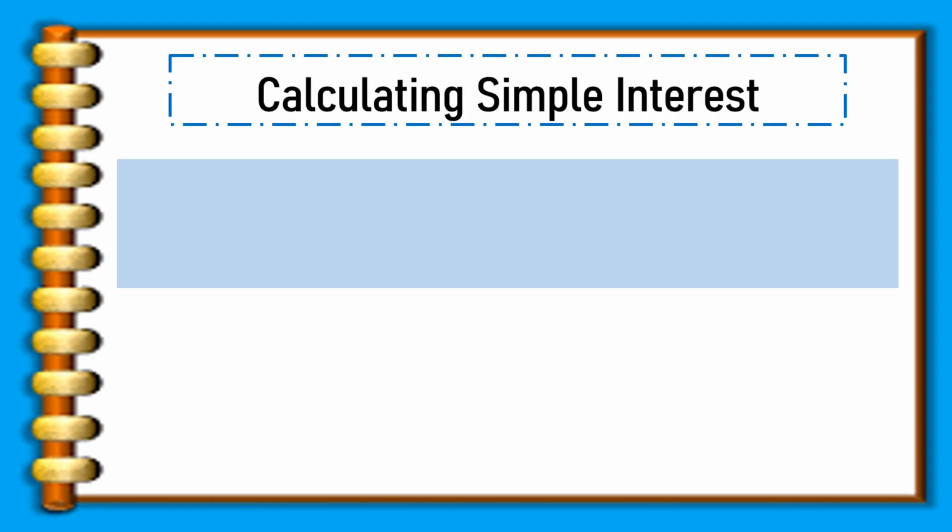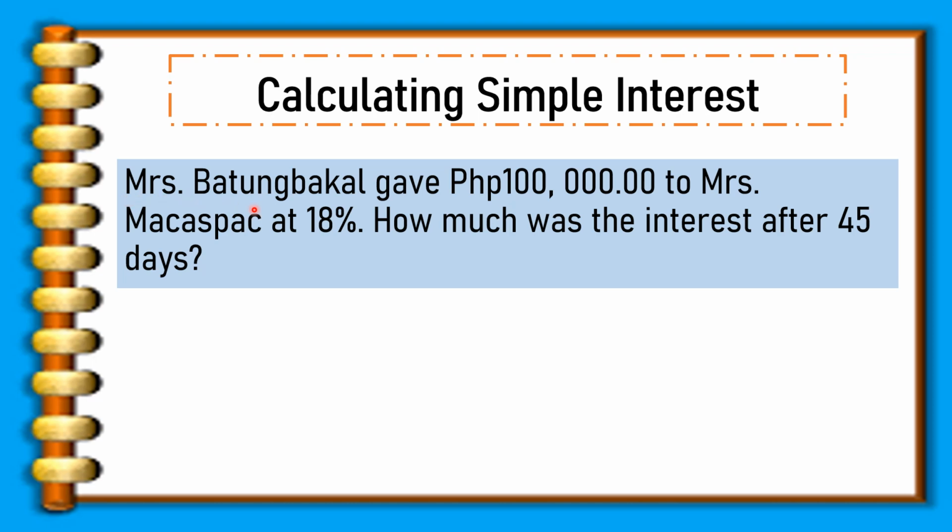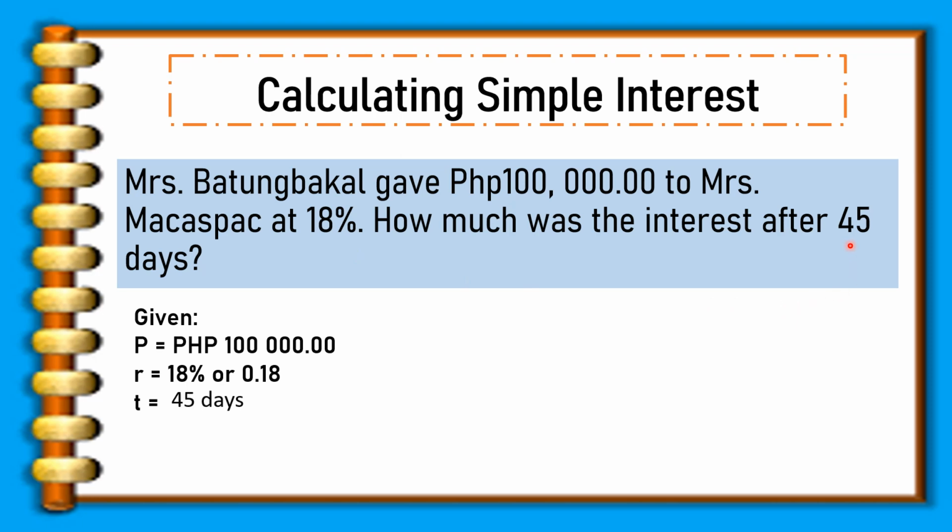For the first example, Mrs. Batumbakal gave 100,000 pesos to Mrs. Makaspak at 18%. How much was the interest after 45 days? Remember that when you are solving a problem, you need to first identify all the given. They are P for principal amount of 100,000 pesos, R for rate at 18% or 0.18 in decimal form, T for time or term, 45 days.